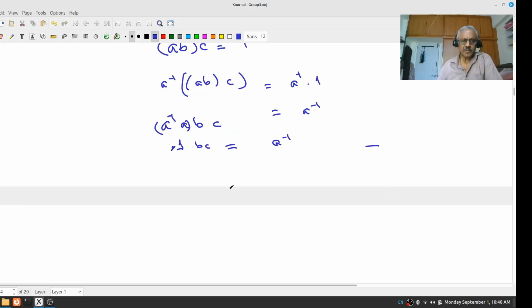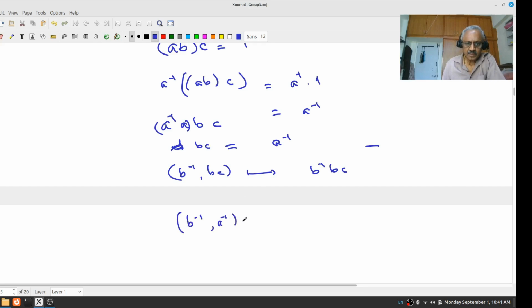Now, what do you think I will do? Right? Now, multiply both sides by B inverse. Let us look at B inverse BC. Where will it go to? It will go to B inverse BC. But that will go to, because BC is A inverse, B inverse A inverse. But what is this? This is going to be C. Right? Therefore, I get C equal to B inverse A inverse.